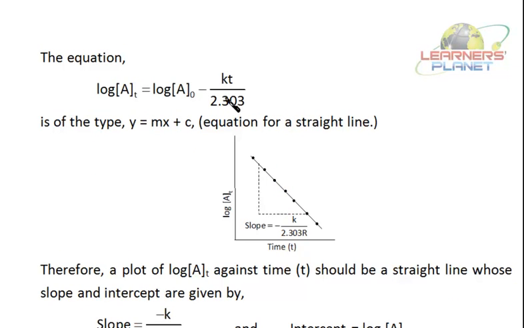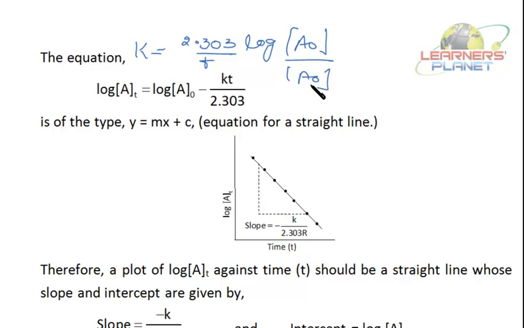Now this is the equation for the first order reaction. That is the relationship between the final concentration, initial concentration, the rate constant and the time. Right? What we got was K is equal to 2.303 by T log of initial concentration divided by the final concentration. Now this equation can be written in the form of y is equal to mx plus c. That is the equation for the straight line. So we have just written it in the form of the equation for the straight line.